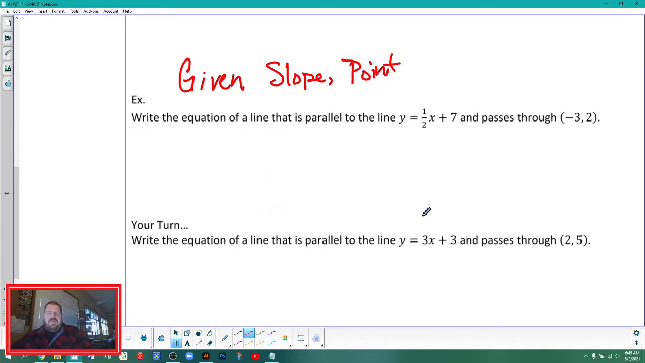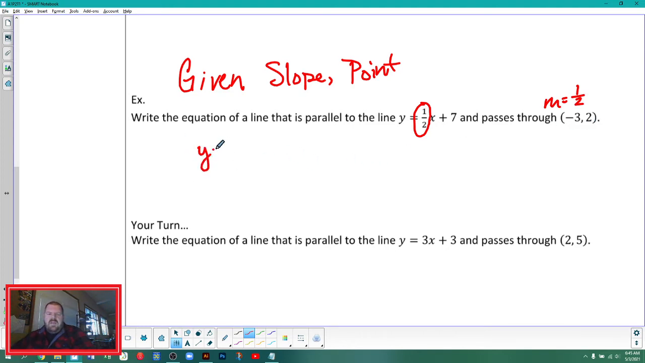We talked about a couple different ways that we can do any of those, and I'm going to leave it to you which method you use. It says write the equation of the line that is parallel to the line here and passes through here. The only thing we care about is the slope. Once I have the slope, I know that if I want it parallel, it's going to be the same slope. So I want a line that has a slope of 1/2 that goes through the point (-3, 2).